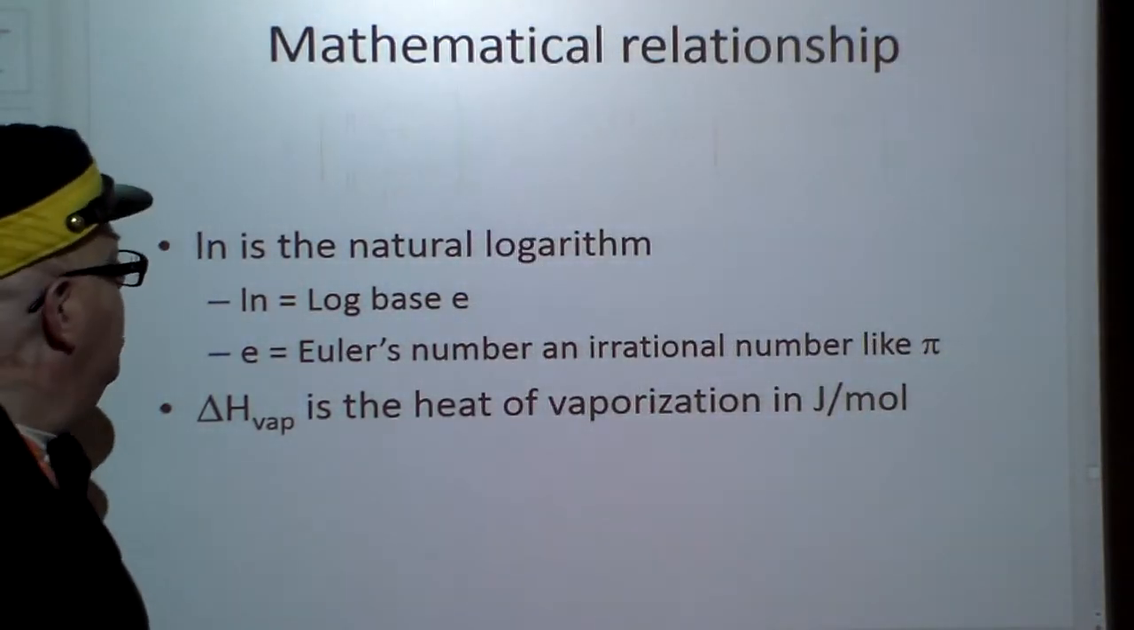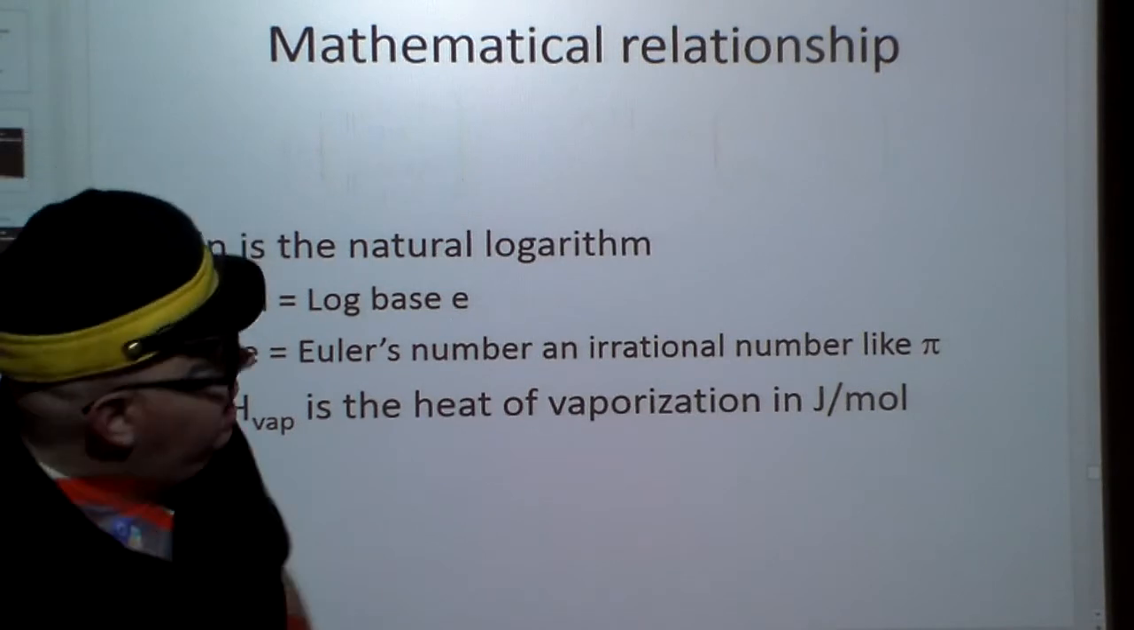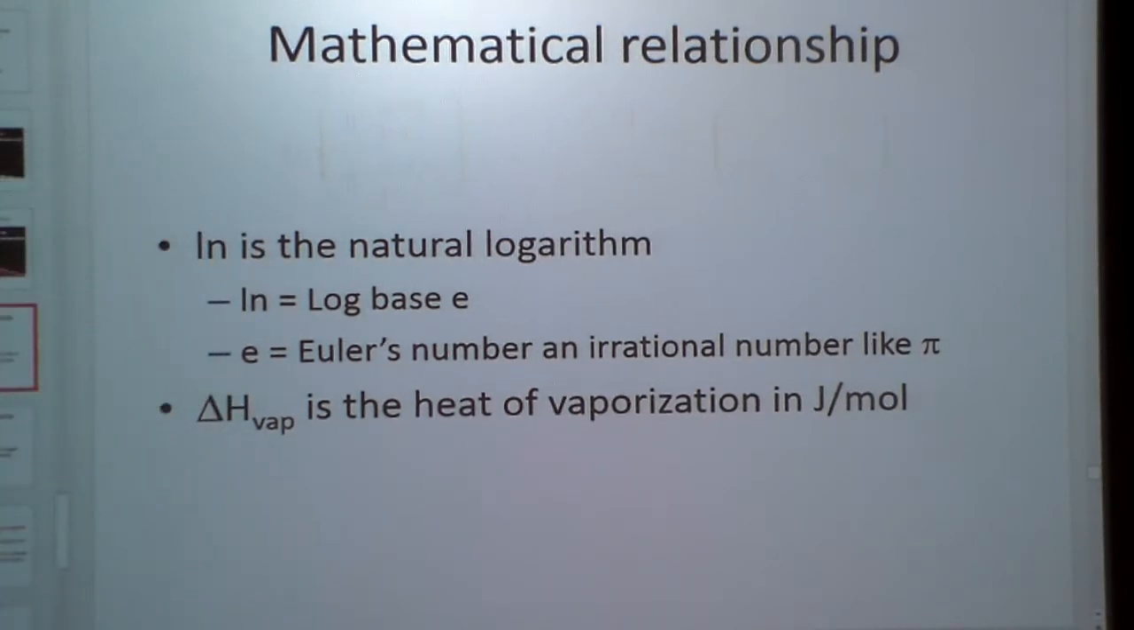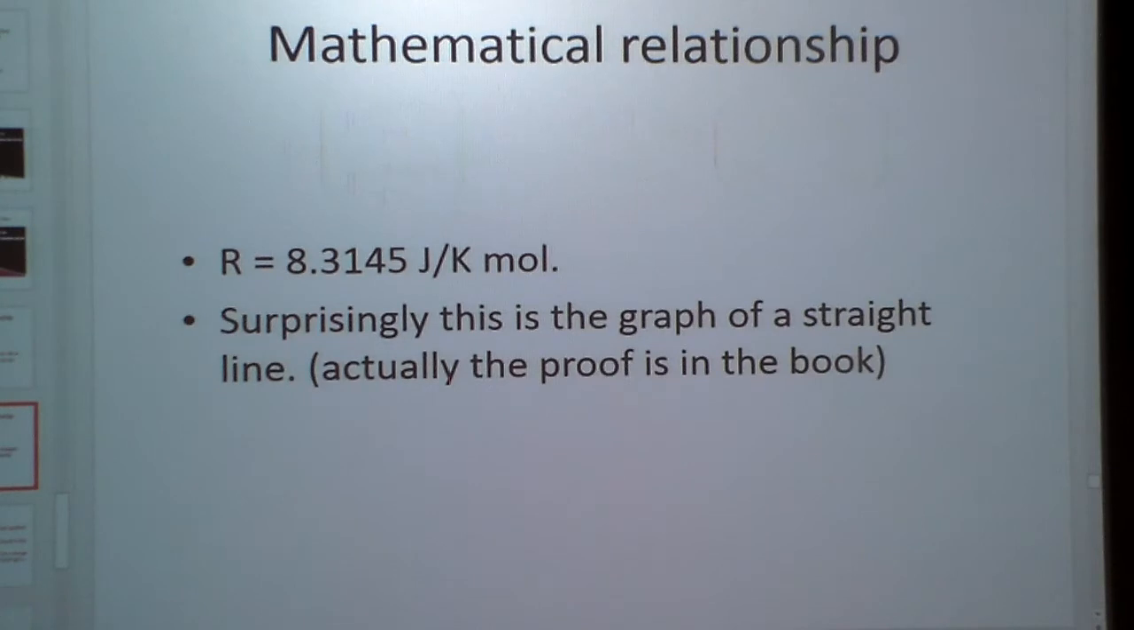We're not going to worry about the mathematical relationship for this. Delta H vaporization is the heat of vaporization in joules per mole. We do need R. R is 8.3145 joules per Kelvin times mole. They would give you the constant for that.